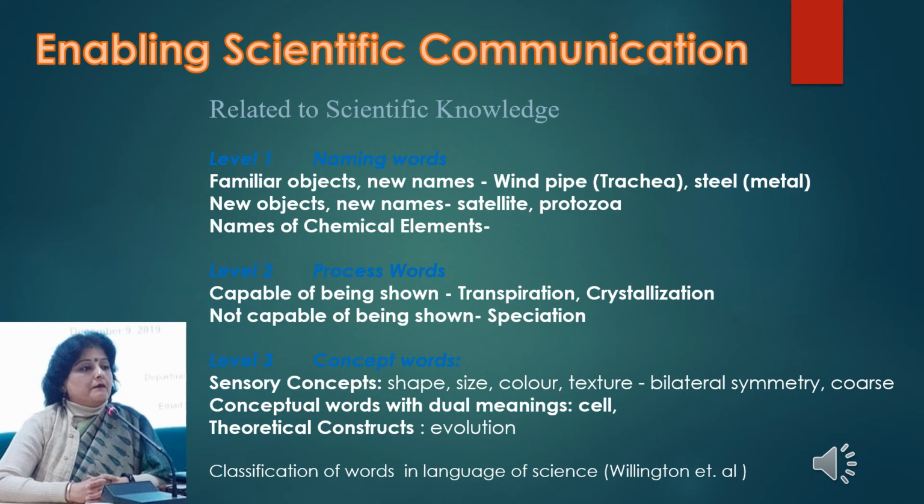And therefore, they have to be understood in the same way as they are understood in the formal body of knowledge in science. The second subcategory are the conceptual words. Conceptual words with dual meanings. For example, cell. Now, cell has a meaning in biology, and it has a different meaning in physics.